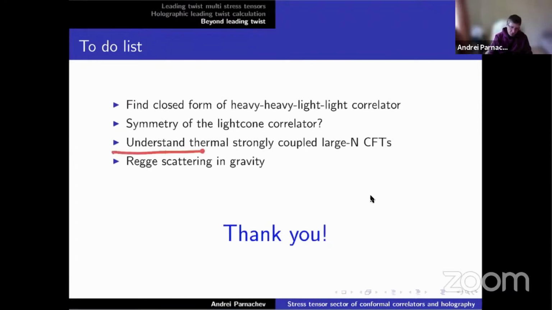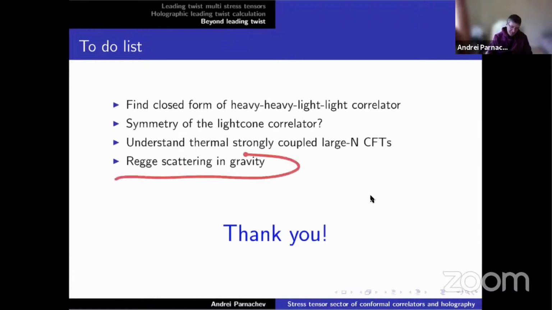Next thing that I would like to do is to understand thermal strongly coupled large N CFTs using this technology. And I think it's actually quite promising because, as you know, there are lots of questions you can ask in thermal strongly coupled large N CFTs using holography. Some of the things that come to mind are transport coefficients, and for example, the pole skipping versus chaos relation. And all of these things are very nice, but it would be helpful to understand them from the purely CFT point of view.